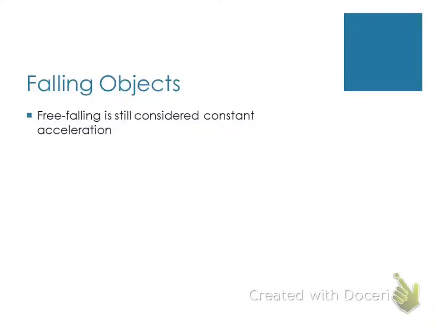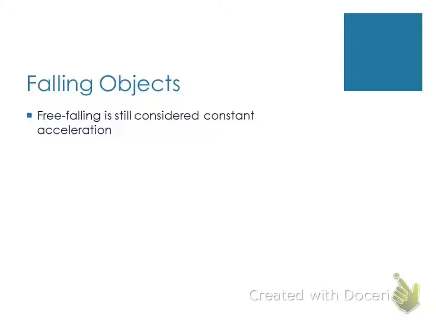All right, so today we are going to talk about objects that are moving in the vertical direction. So far we've looked at our kinematics equations only in the horizontal direction. Today we're going to change gears a little bit and look at falling objects, or objects that are accelerating in the vertical direction. An object that is in free fall, we still consider to be in constant acceleration.